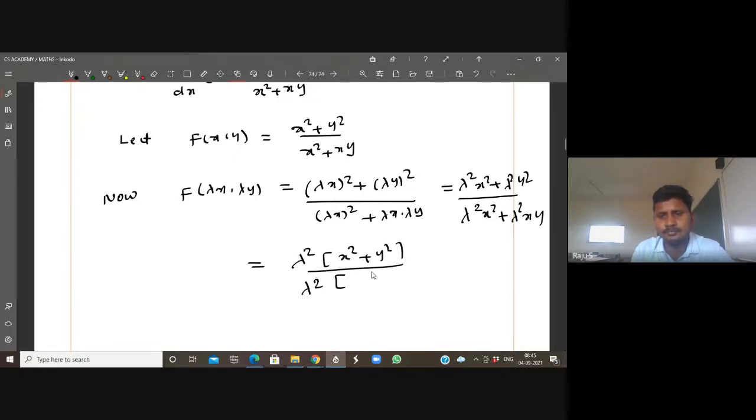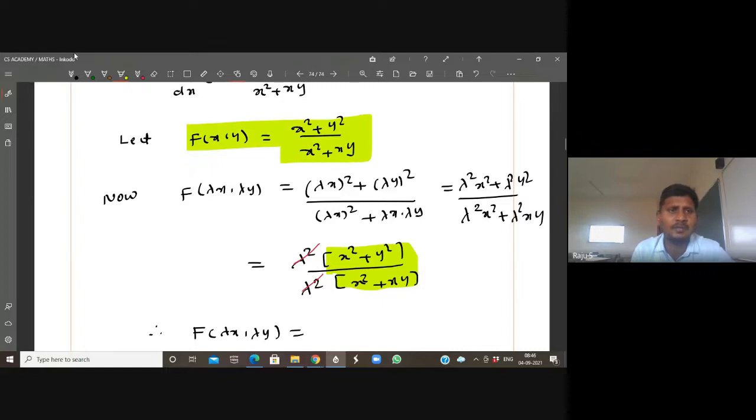Like lambda square times x square plus y square, by lambda square times x square plus xy. Then I write f of lambda x comma lambda y is equal to, here, students, this lambda square cancels. And what about the remaining part? This is clearly again the same function f of x comma y. Observe that. Lambda is cancelled, but the degree must be 0. It should become like lambda power 0.